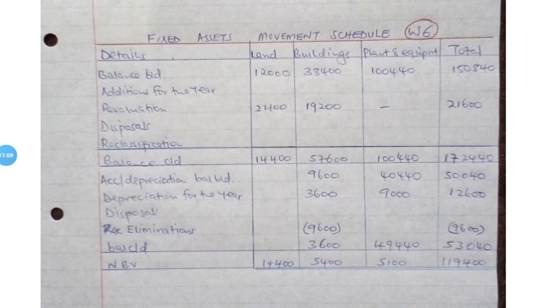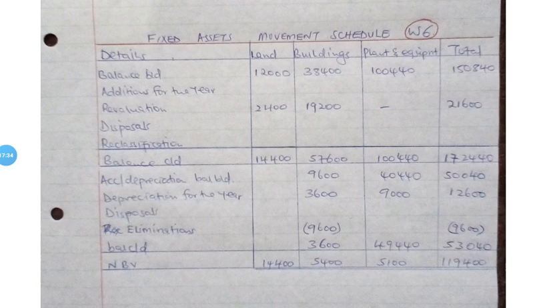You're supposed to disregard that one now and start afresh. As at today, the value of the building is 38,400, and it had a useful life of 16 years. That is what we read in our question. So now we want to eliminate its previous accumulated depreciation. It had accumulated depreciation of 9600 before revaluation, and that is what we are eliminating.